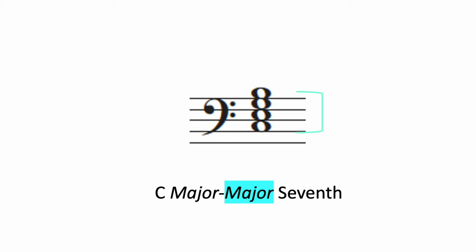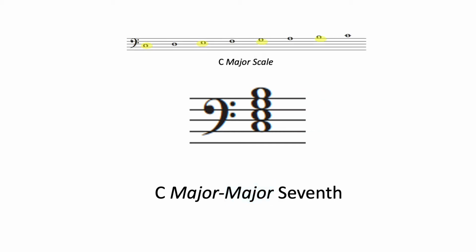Not to mention that all these notes can be found in a C major scale. We got a C major triad by stacking the first, third, and fifth notes. So we're stacking them into thirds in the C major scale, and if we just keep doing that, then of course we add the seventh. So these are all the notes found in the C major scale: C major major seventh.